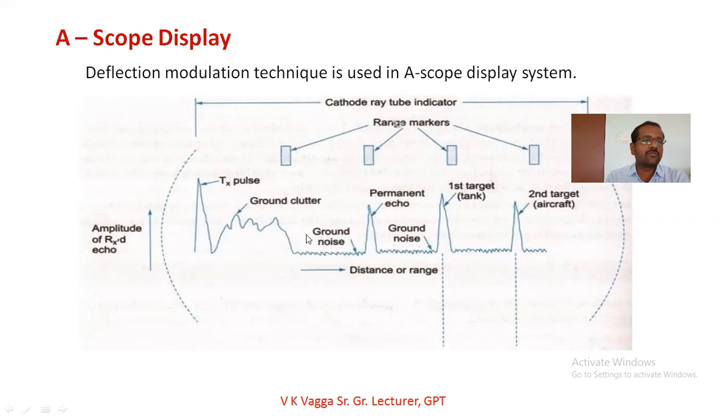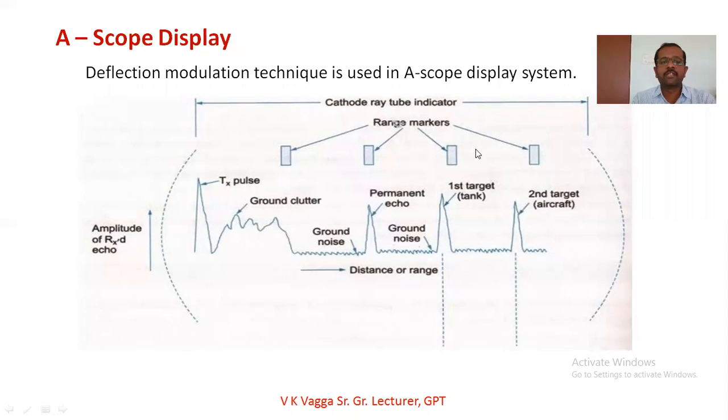So whatever arrives in between acts as noise. It is mainly due to the obstacles existing around the radar. So all of this is to be neglected, and we take the reference only from the permanent echo. This is about the A-scope display. Understood? Again, I am going to repeat it in brief.